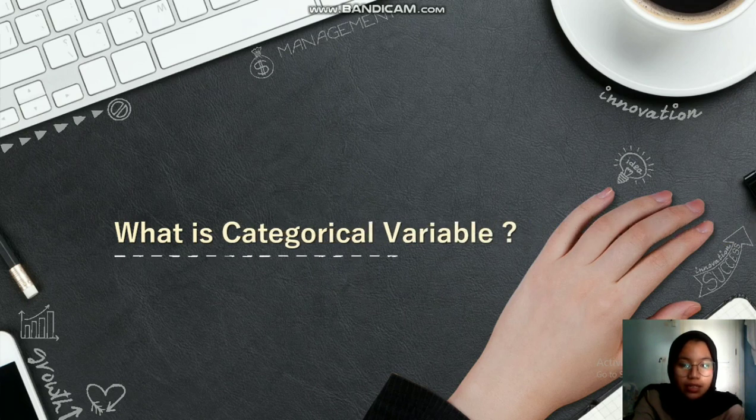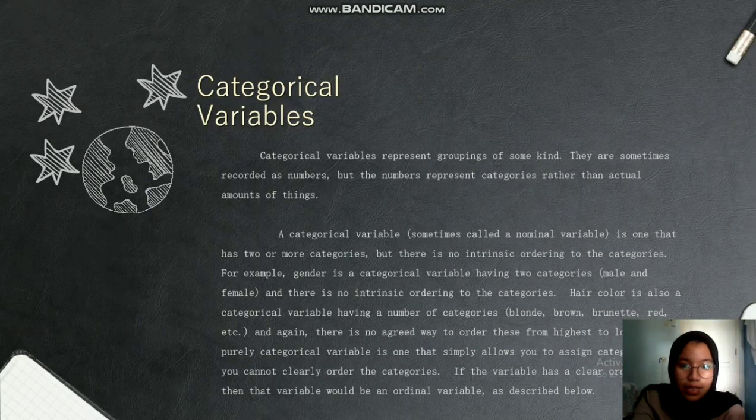The next material is what is a categorical variable. A categorical variable represents groupings of some kind. They are sometimes recorded as numbers, but the numbers represent categories rather than actual amounts of things. A categorical variable, sometimes called a nominal variable, is one that has two or more categories, but there is no intrinsic ordering to the categories.